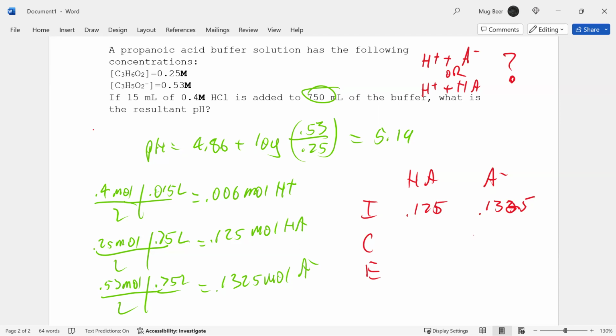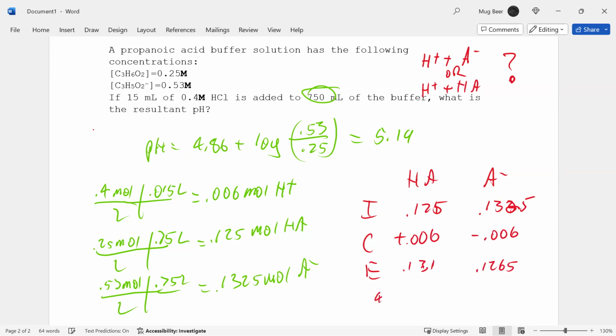So how much am I going to lose? I'm going to lose 0.006. And so I'm going to gain that exact amount in acid. As this A negative gains an H, it turns into HA. So minus 0.006 here, and the HA is 0.131. And so then we'll do the Henderson-Hasselbalch equation again.